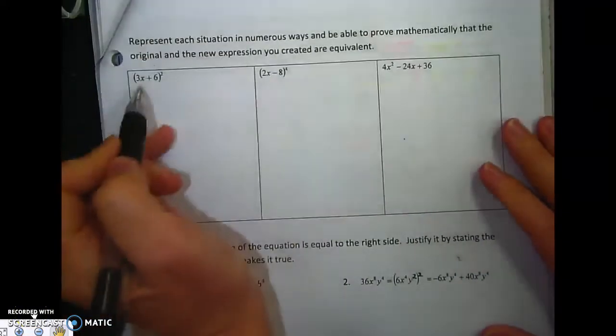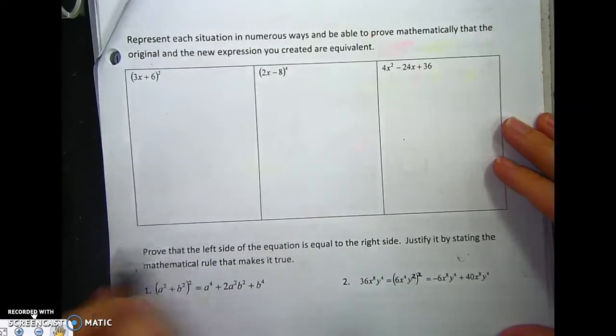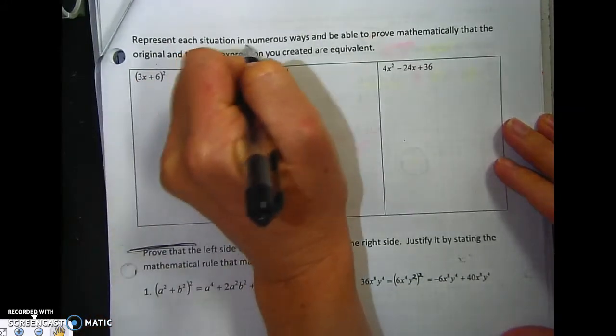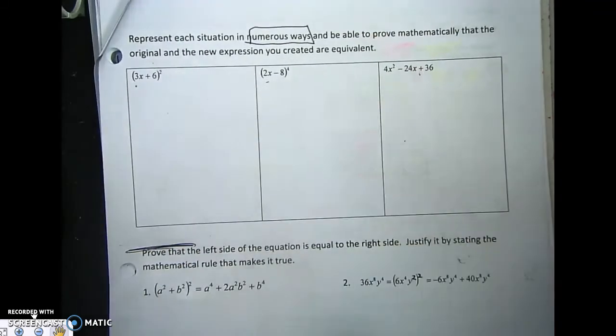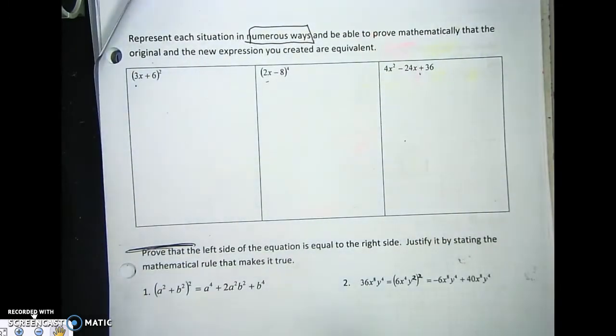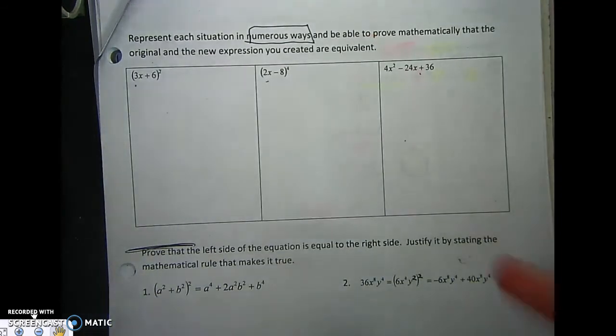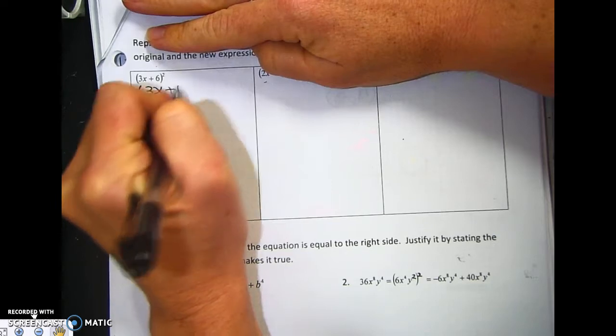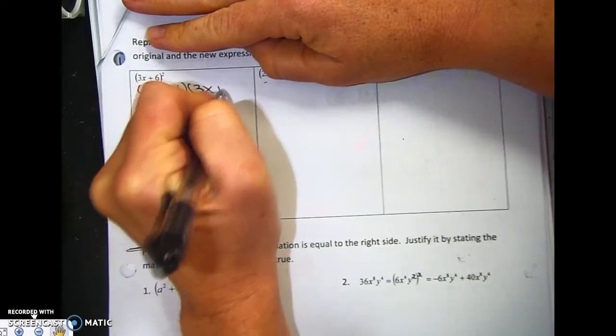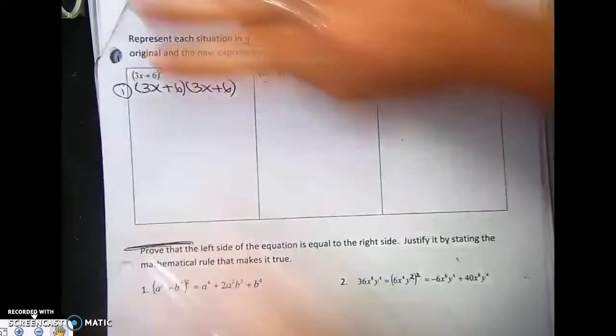So the key to this lesson, at least the top half, is to be able to represent this expression or this expression or this expression in a multitude of ways. So, of course, one of the ways you could represent it would be to multiply it out and get the answer. But I want to simplify it even more first. So, you could rewrite this as 3x plus 6, 3x plus 6. That counts as one way you could write it.